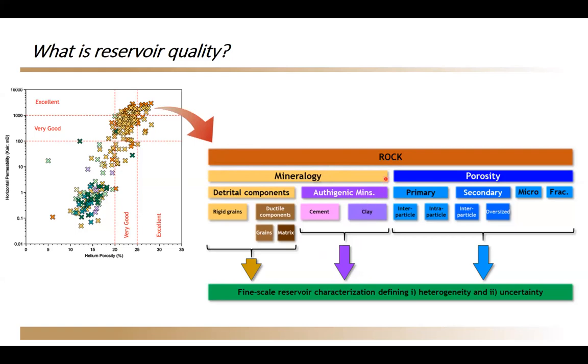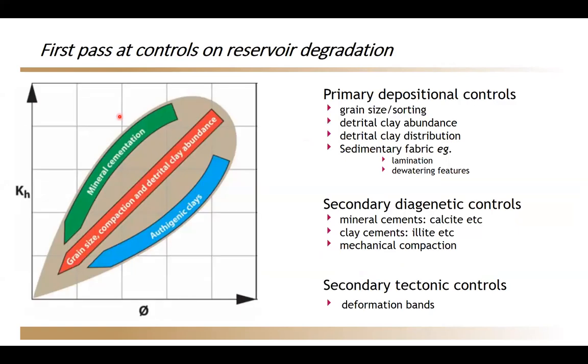I need to discriminate my reservoir first based on these factors that control the flow capacity, that control my rock to conduct fluid, before I make a regression equation to make a petrophysical rock type. So my first pass is defining the factors that degrade my reservoir parameters. Let me say to you that destroying any reservoir quality is easier than improving it.